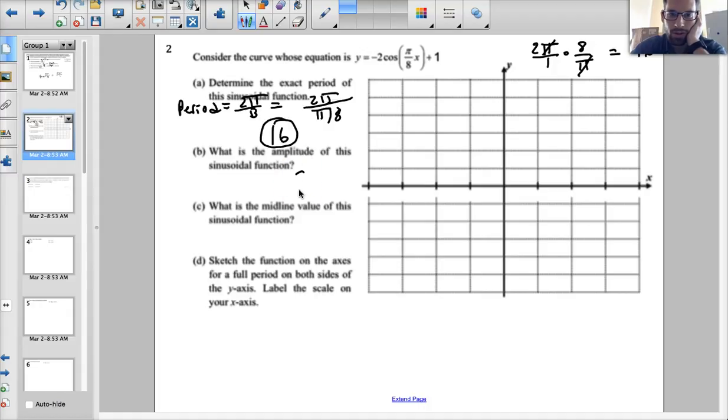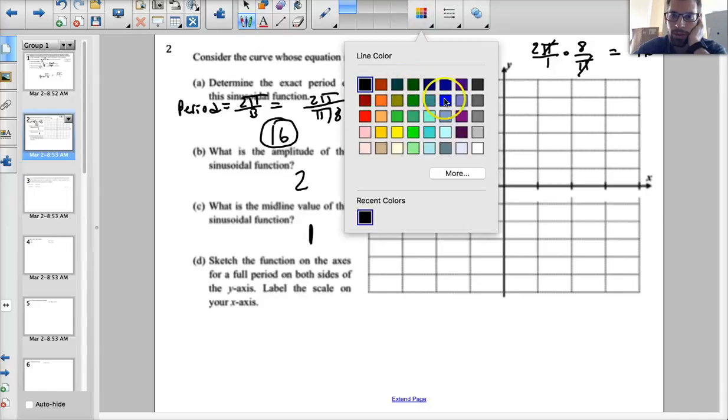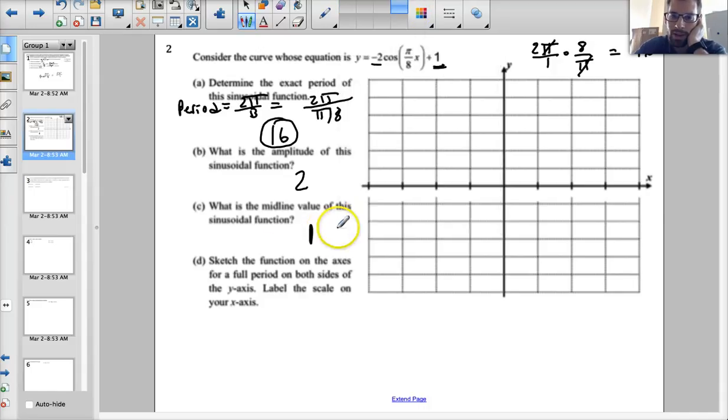My amplitude is 2, because again, it's the absolute value of this number here. And the midline value is going to be 1, because that is my vertical shift. So if I'm going to sketch it, for your benefit, I'm just going to do it in a couple different colors. I'm going to sketch my midline in blue. So my midline's right here at 1.